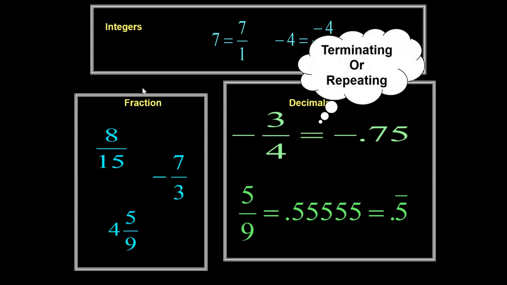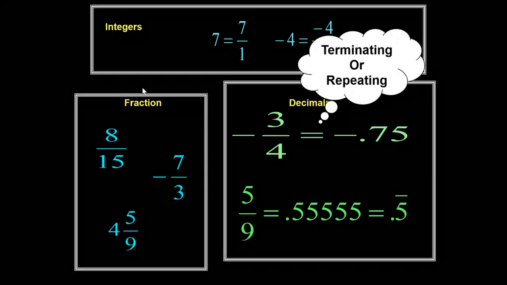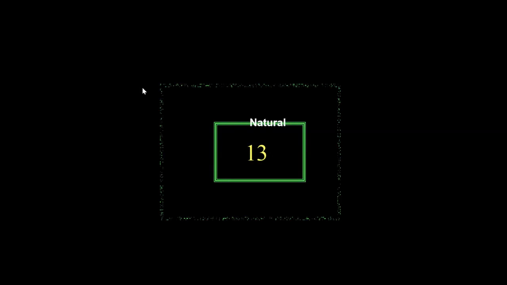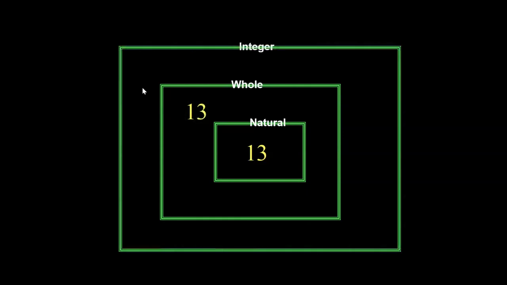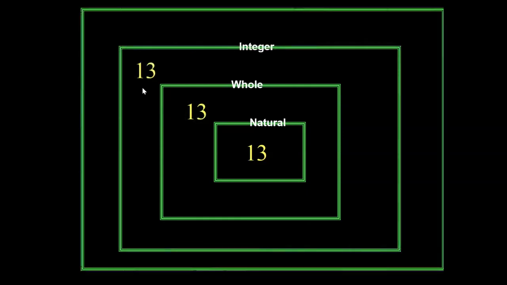Before I go over the irrational numbers, let's just review. We talked about the natural number, a positive number. 13 is a natural number. 13 is also a whole number. 13 is also an integer. And 13 is also a rational number.